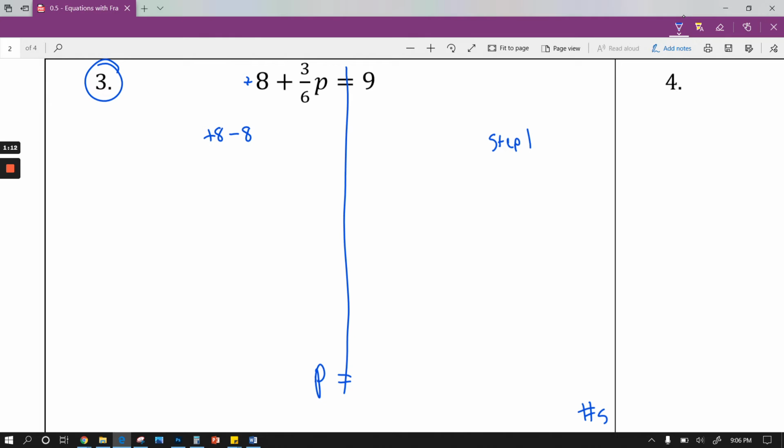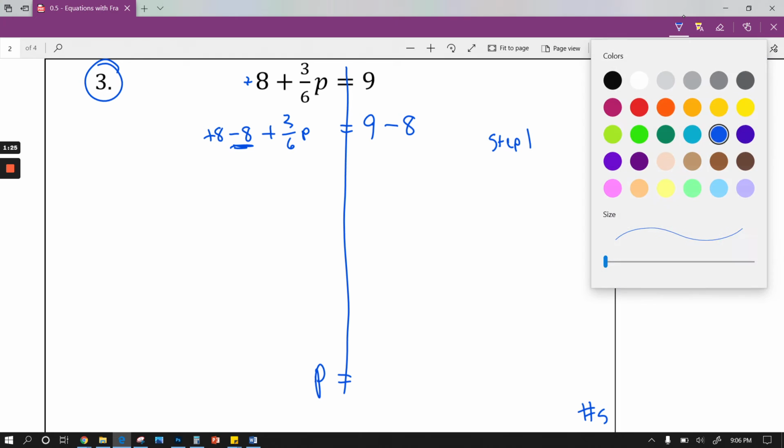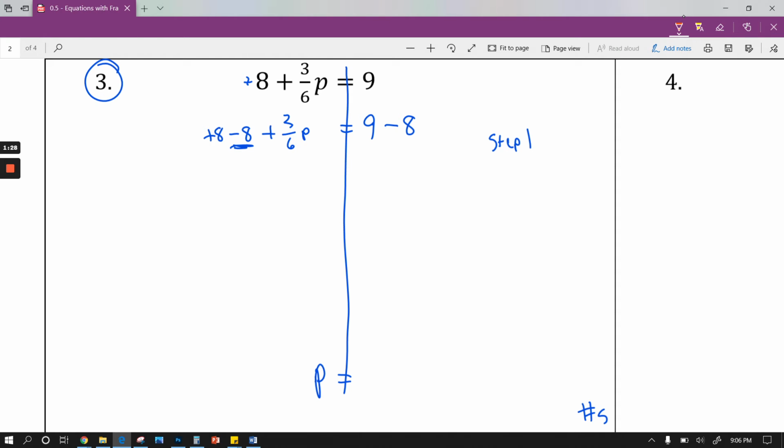We're going to take our positive 8, we're going to subtract 8 from it, or adding a negative, same thing. We're going to subtract 8 plus our 3/6 p equals 9, and because we subtracted 8 on the left side, we're going to subtract 8 from the right side. And as I go to simplify that, we have positive 8 and negative 8. Those cancel out to 0. We have our 3/6 p that we're just going to bring down because there's nothing else left on the left side that we can do with that. And then on the right side, we have 9 minus 8, which equals 1. So we have completed step 1.